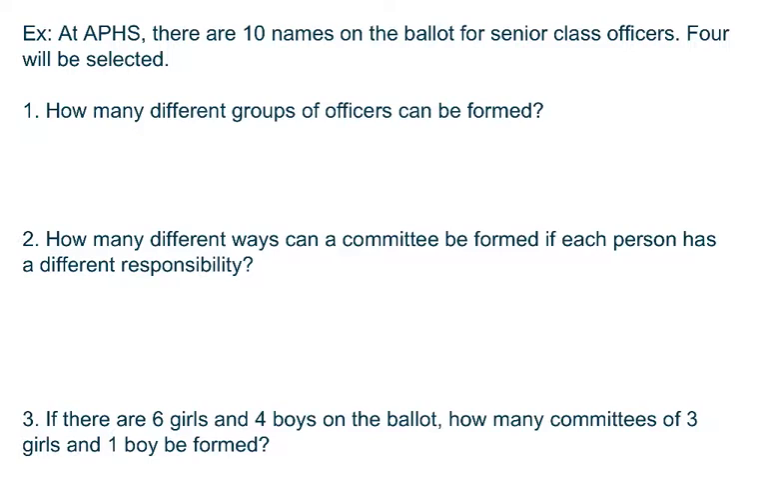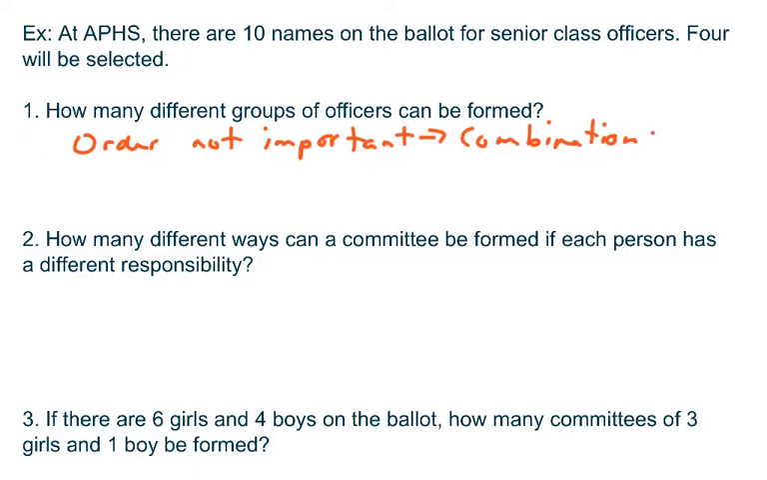If we're assuming that officers have the same rank, there's no specific role, then this is a combination problem. So we can say order not important. So this is a combinations problem. Okay, so we've got 10 names on the ballot. We're choosing 4 of them. This is something that you can type in your calculator. The other shorthand from the book, 10 comma 4. This is going to be 210. There are 210 different groups of officers for the senior class.